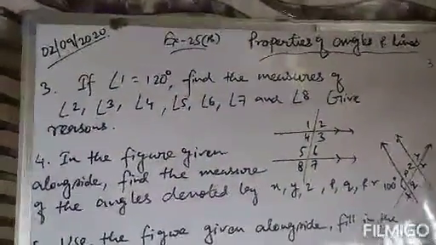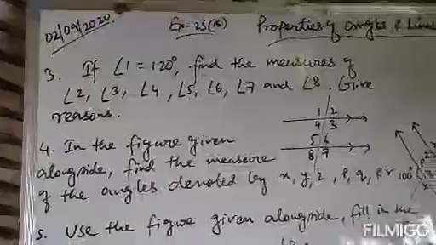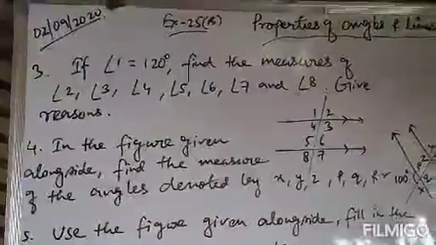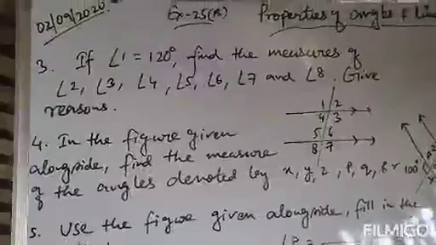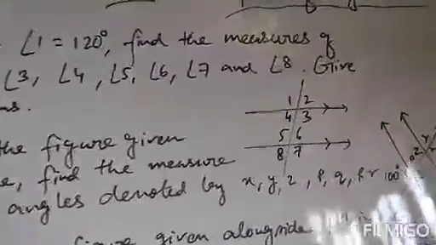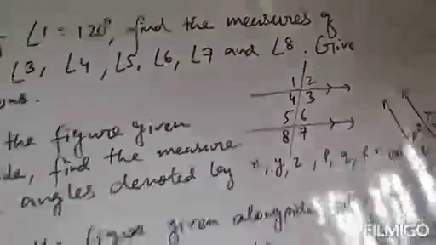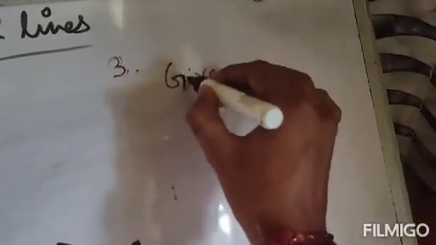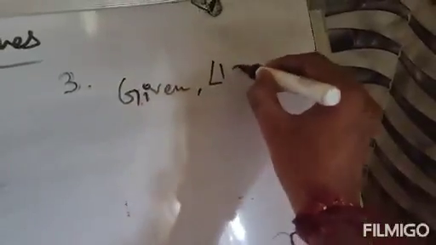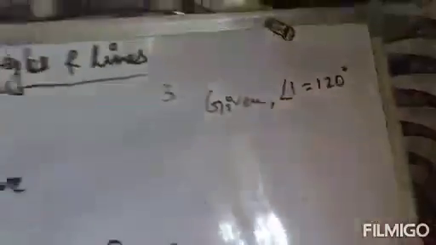It states that if angle 1 equals 120 degrees, find the measures of angle 2, angle 3, angle 4, angle 5, angle 6, angle 7 and angle 8. Give reasons. So angle 1 is given as 120 degrees. This is the diagram of question number 3. Given: angle 1 equals 120 degrees.